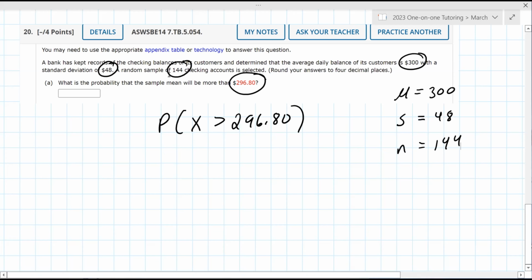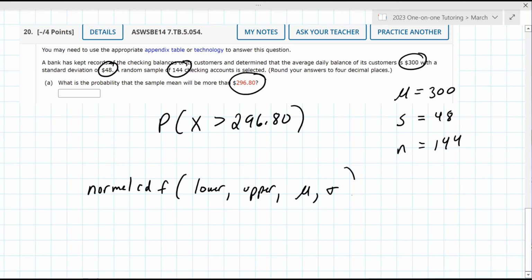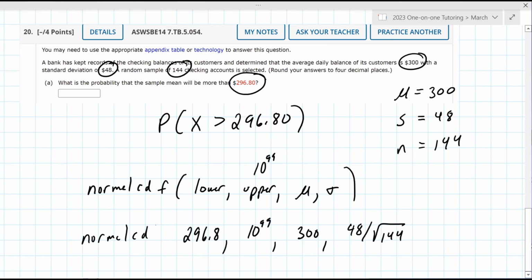I think last time we looked at some problems and I had you determine some of these values. So to do this, you will be going to the calculator, under normal distribution, normal CDF. Normal CDF requires a lower, an upper, a mu, and a sigma. In your problem, because it's a greater than, 296.8 is your lower. If you don't know your upper, it's 10 to the 99. Your mu is 300, your mean. Sigma in this case is the standard error, so it's 48 divided by the square root of 144. If you don't know the lower, it's minus 10 to the 99.